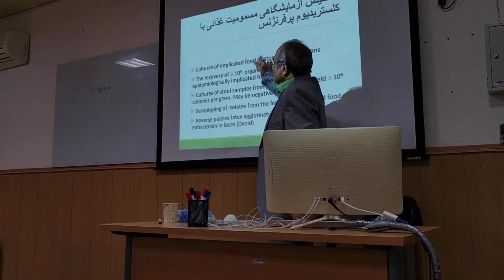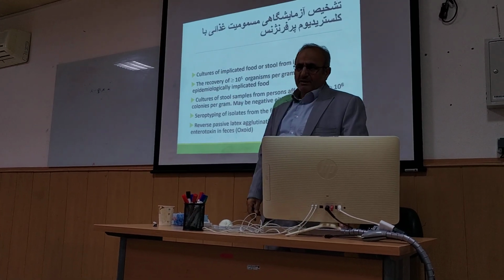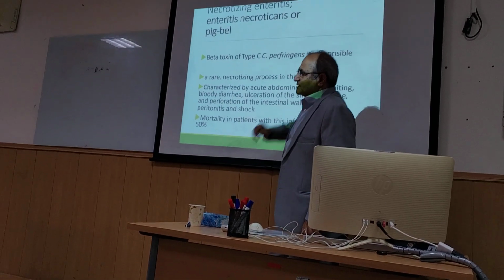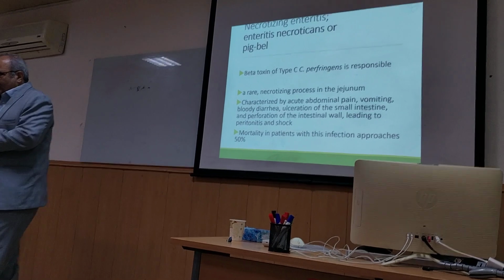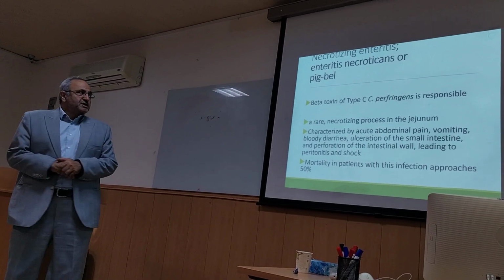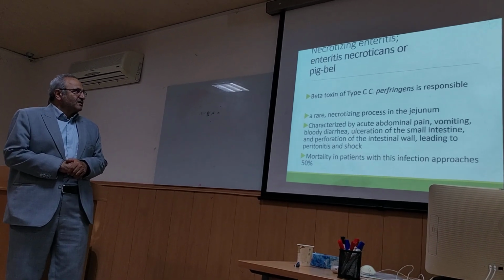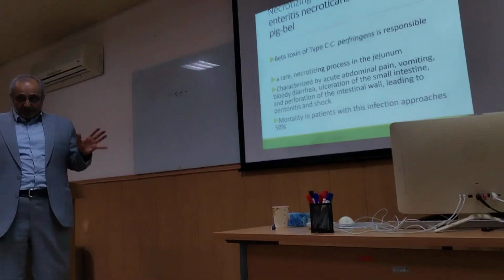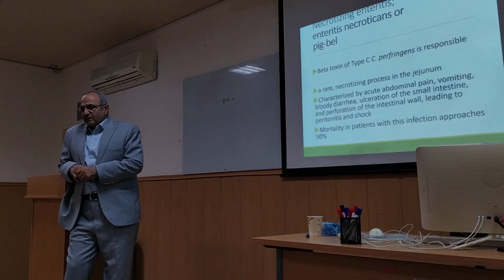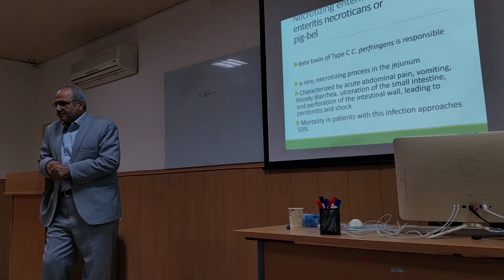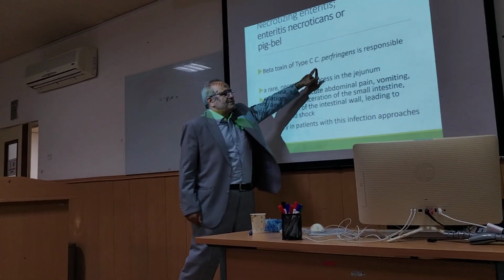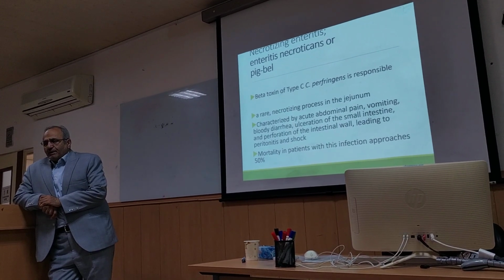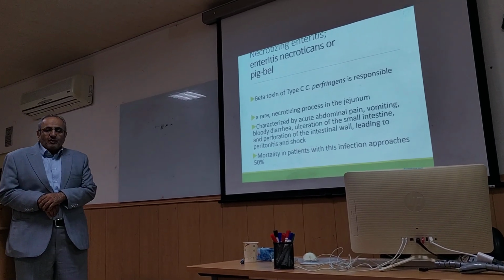We discussed how we can diagnose the poisoning. This is the cutoff of the number of organisms in the food. Now the second disease. Food poisoning is the first disease caused by Clostridium perfringens. The second disease is pig bell, or enteritis necroticans, or necrotizing enteritis. You can find this disease in Murray books and other books. We talk about different toxin types of Clostridia, type A, type B, type C. This is caused by type C. Type C of this organism produces beta toxin, and beta toxin damages the small intestine.